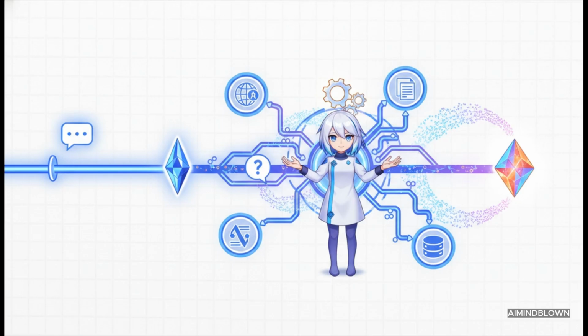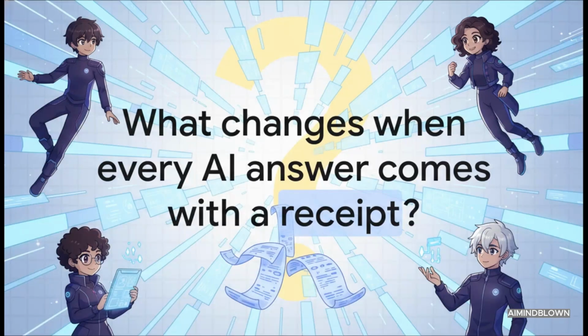So, I want to leave you with this final thought. What happens when every single AI answer comes with a receipt? A little piece of proof showing you exactly where it got its information. It brings a whole new level of accountability to AI, and it fundamentally changes how we interact with, and more importantly, how we trust these powerful new systems.